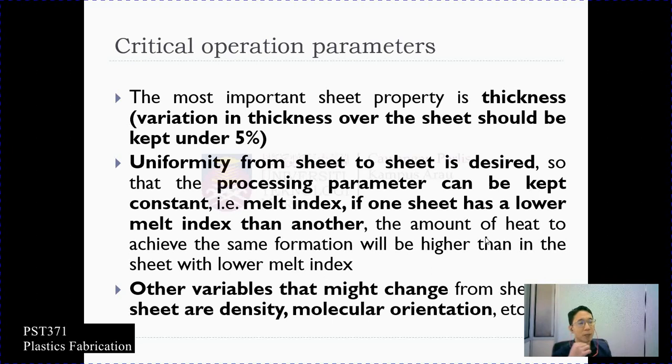Okay, kalau kita tengok PE, polyethylene sebenarnya. Okay, polyethylene ni ada banyak LDPE, LLDPE, HDPE, VLDPE. Okay, the density, the molecular orientation itself akan mempengaruhi the final product that you produce. Either the opacity, either the thickness, either the defect they may produce during the process, etc.